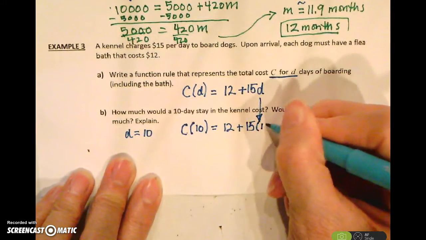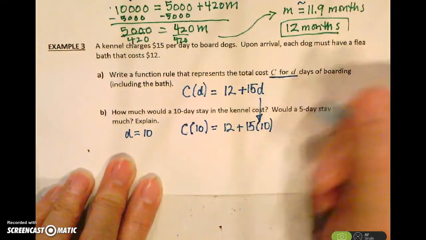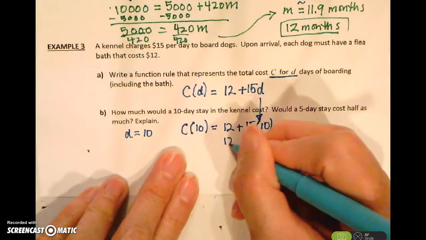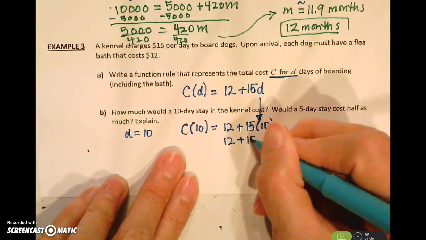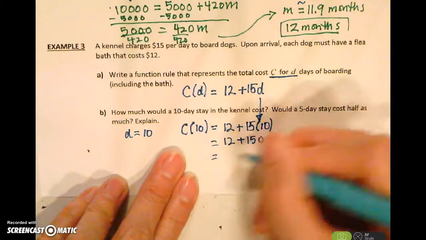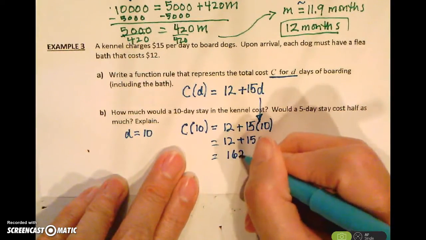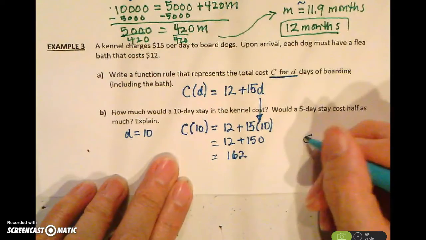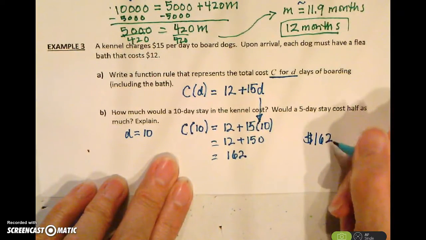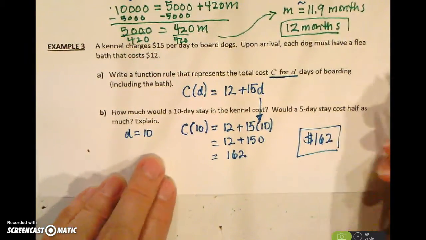So 15 times 10. Now here, this does mean times. So this is going to be 12 plus 150, and that's going to be equal to 162, and that's the cost. So it's going to be $162 for that 10-day stay.